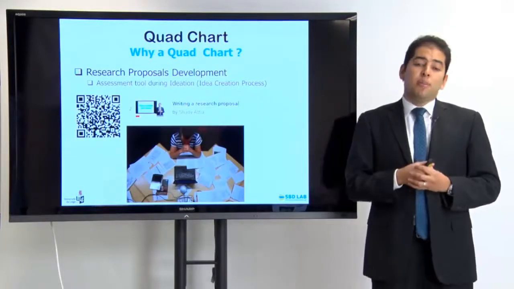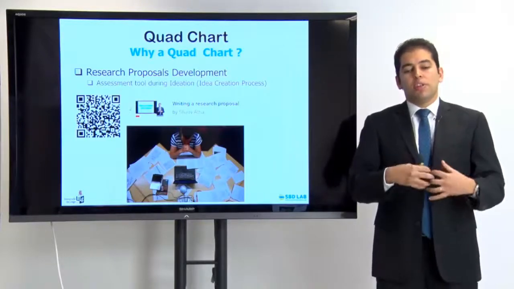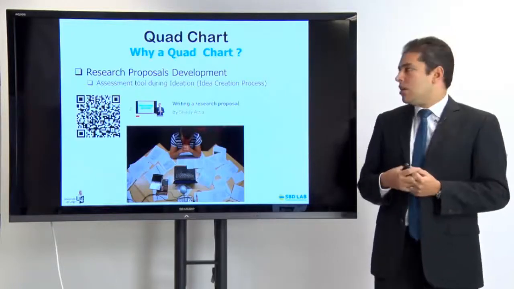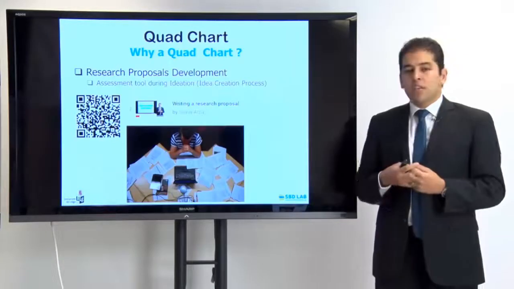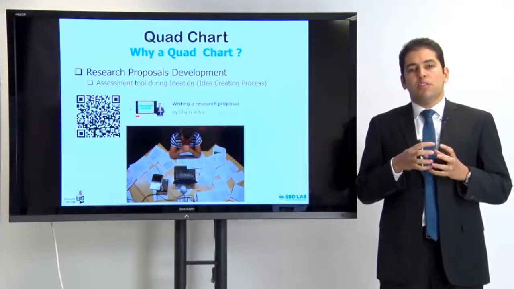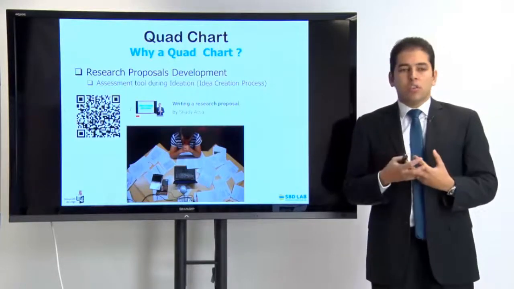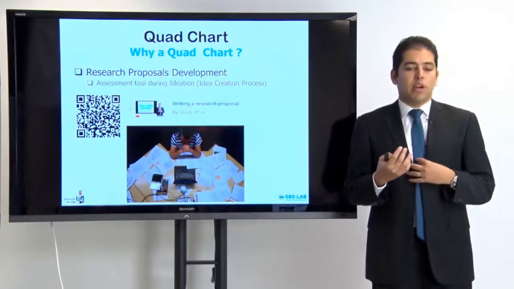It's very important to keep in mind that you will most probably develop your quad chart during your research proposal development or even your project proposal development. In this sense, you will be in the ideation and creation process, the innovative process, looking at ideas, reading text, exploring, maybe watching some relevant videos on the problem that you would like to work on.